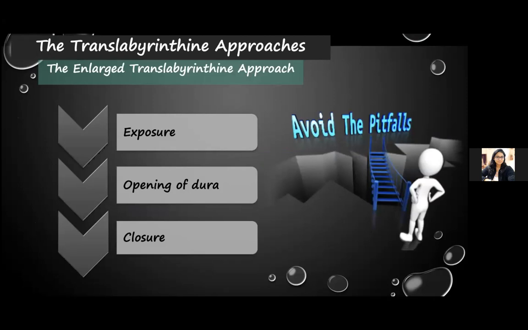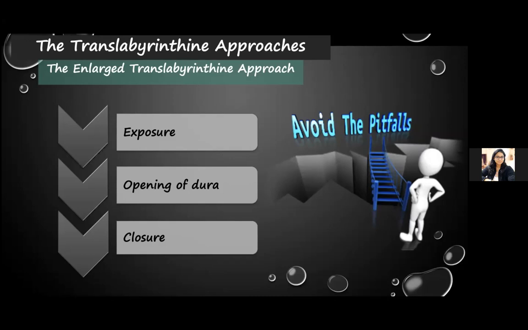Now, coming to the other pitfalls where we can hamper is, one is the exposure. If we don't get an adequate exposure, and also while opening the dura, utmost care and respect should be given to the tissue. Also, the next thing is, while closing, we should take care that it should be watertight. While using the abdominal fat, there should be a watertight closure so that there should not be any CSF leak.